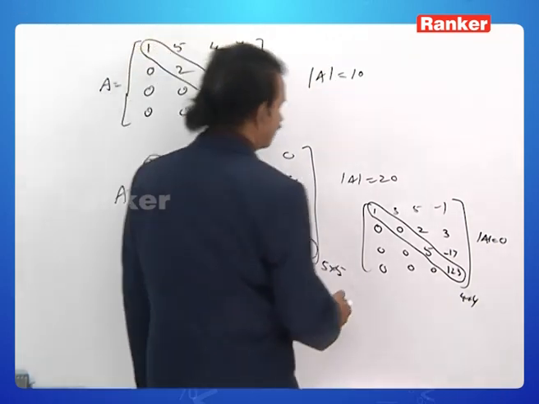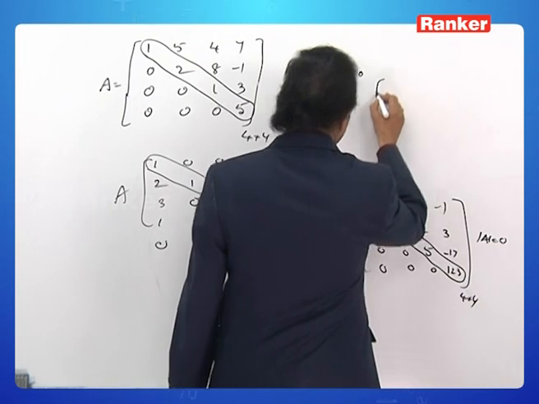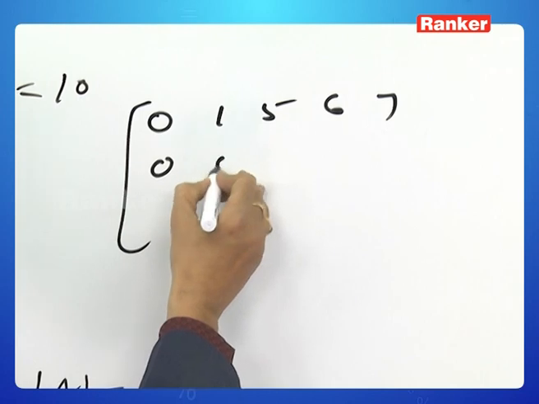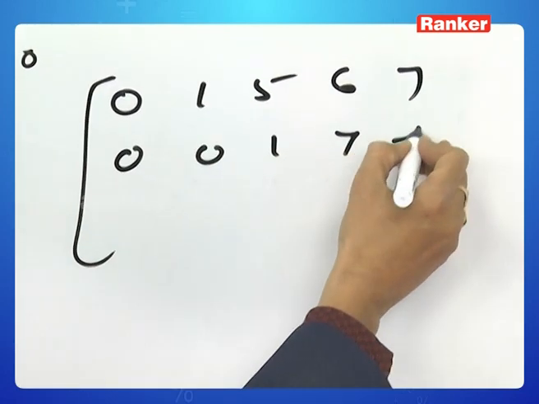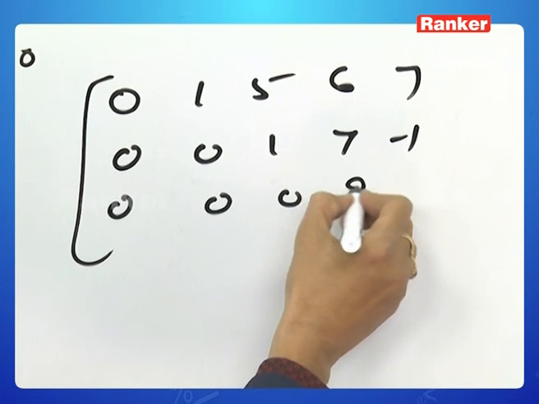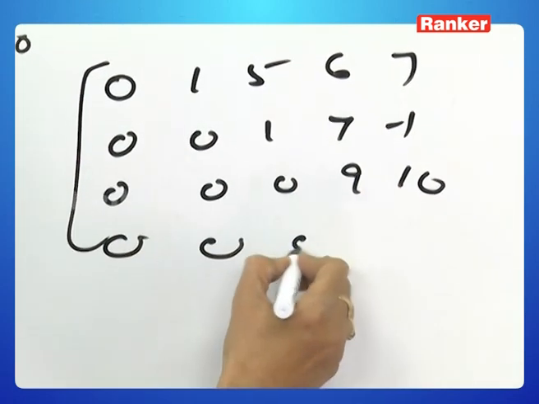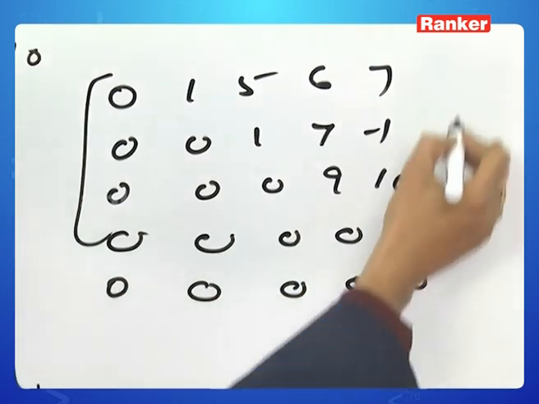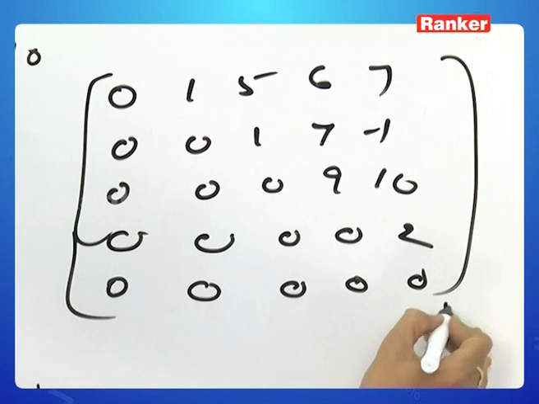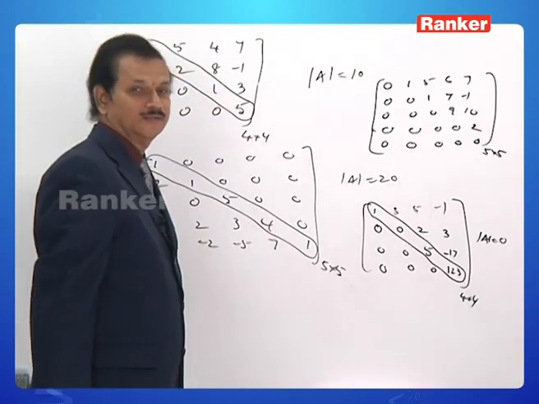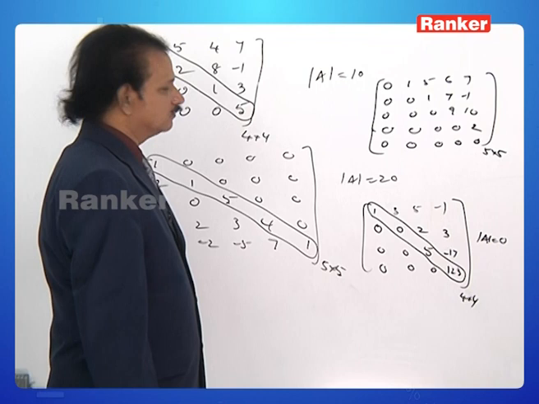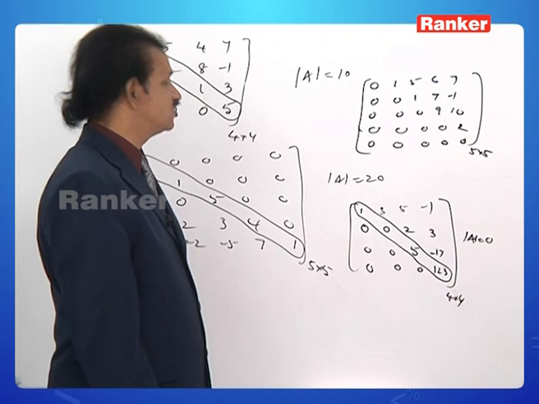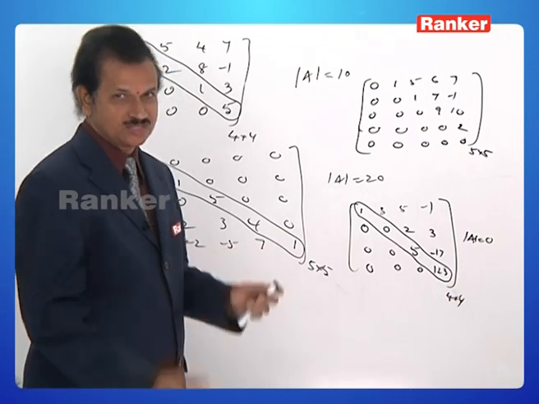Let me give you an example of a strictly triangular matrix. Look here. 0, 1, 5, 6, 7; 0, 0, 1, 7, minus 1; 0, 0, 0, 9, 10; 0, 0, 0, 0, 2; 0, 0, 0, 0, 0. This is a 5 by 5 matrix. Strictly triangular. First of all, it is triangular, so its determinant is 0. Good.